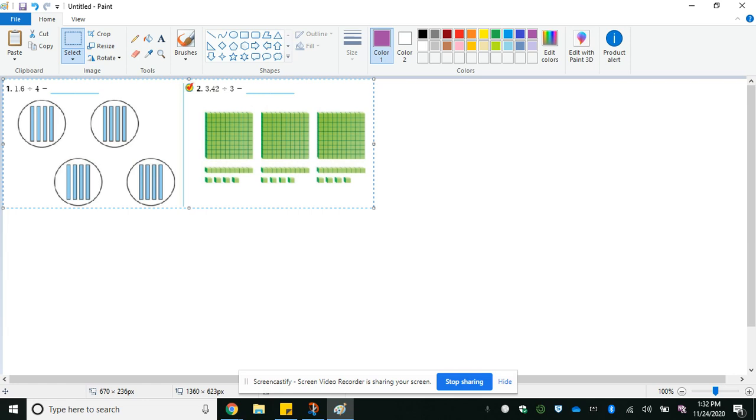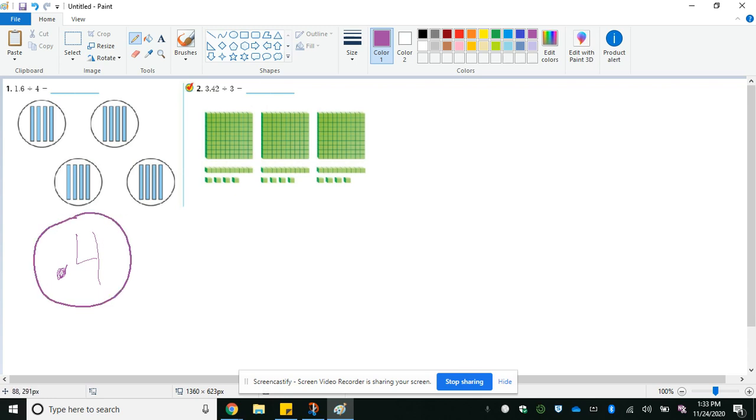And we know that 4 sticks is going to be equal to 4/10. There's going to be 4/10 in each one of those groups. So if we take 1 and 6/10 and split it up into 4 groups, it will give us 4/10 in each one of those groups, meaning that 4/10 is our answer.